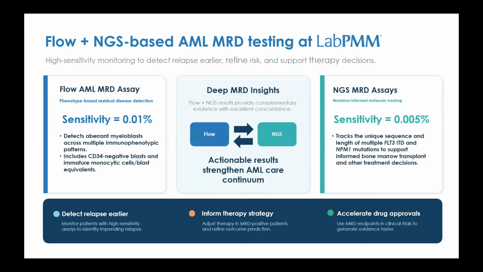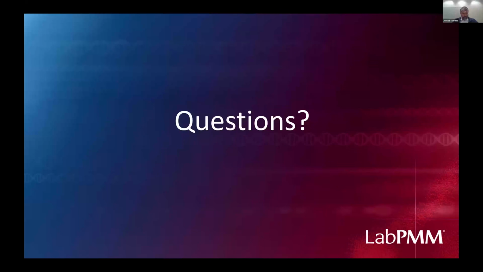And when we compare these two assays, the NGS has a higher sensitivity. And we often use both together because by flow cytometry, we can see the percentage of the blasts and the immunophenotype. They both have good concordance. And this helps us to detect relapse earlier and inform therapy. And at the same time, we help the industry to develop new medication for our AML patients. Thank you. And any questions?